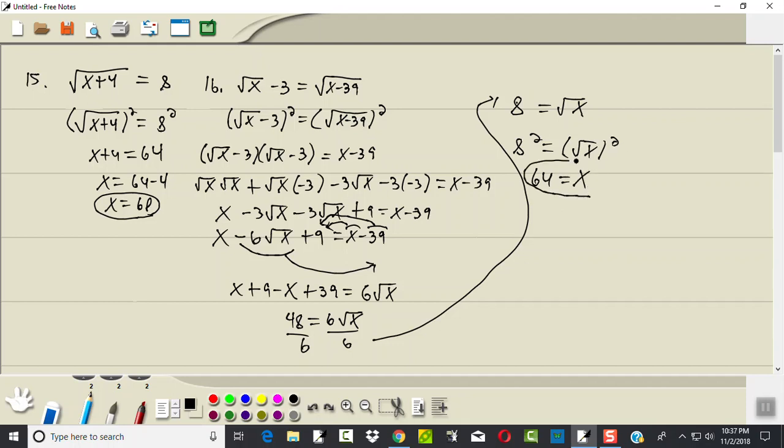And this is maybe our answer. We have to check it. If I put 64 up here, square root of 64 is 8. So we got 8 minus 3 on this side. If I put 64 here, 64 minus 39 is 25. And square root of 25 is 5. And 8 minus 3 gives you 5, so that checks. And that's our answer.